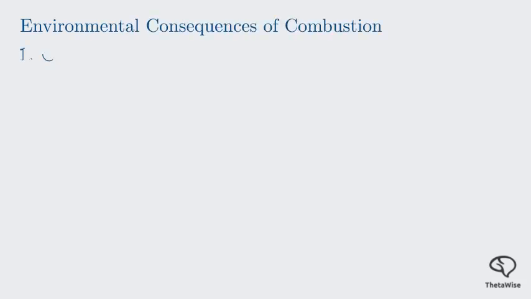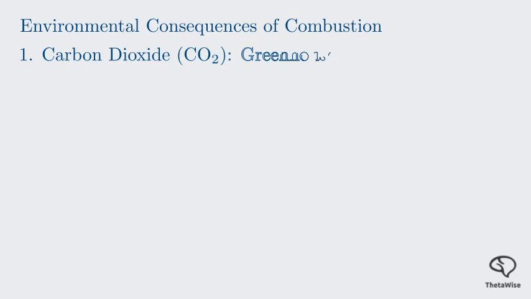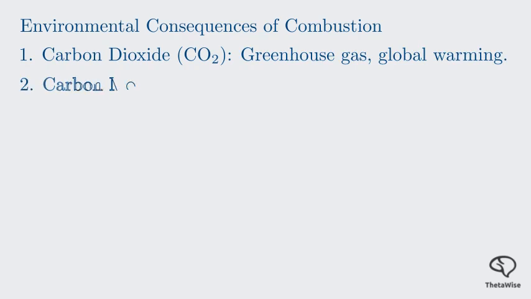Beyond combustion, burning fuels has several environmental consequences. Our objective here is to be able to list and explain the environmental problems caused by the combustion of alkanes. First, we have carbon dioxide, a product of complete combustion. It's a greenhouse gas, meaning it traps heat in the atmosphere, contributing to global warming. Second, carbon monoxide from incomplete combustion, as we just discussed, is a poisonous gas that can be fatal.